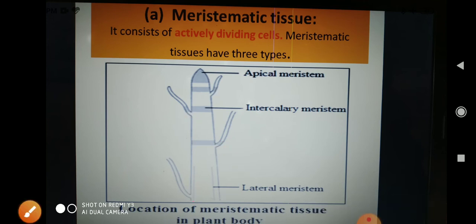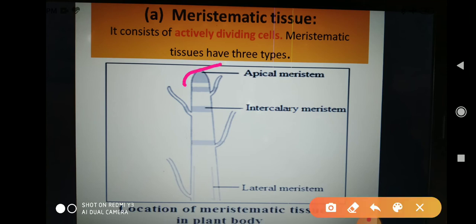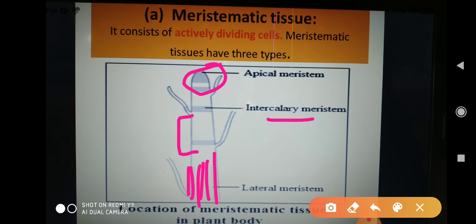Now see, apical meristem is found at the growing tips. Intercalary meristem is found in between the nodes. And lateral meristem is found on the lateral sides. Lateral sides means all around the plant. This side also, the plant is completely round, so all around it there will be lateral meristem. Is it okay? Now apical meristem is present on the growing tips, and intercalary meristem is present at the base of the leaf, or we can say nodes, and lateral meristem is found on the lateral sides, this side also and the back side also.